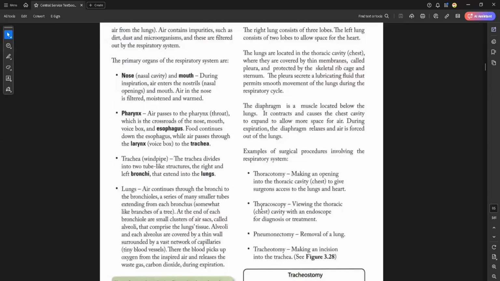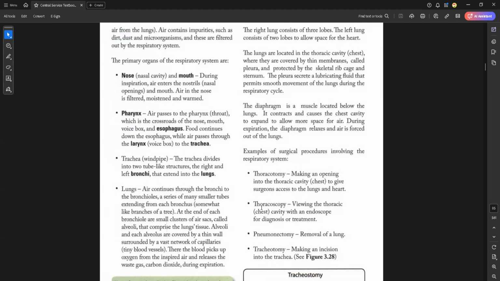It's through the nose. So the nose, then the pharynx, where air passes through the throat. Then we have the trachea. When we come to surgical procedures, we will be hearing about tracheotomy. So let's talk about the trachea. The trachea divides into two tube-like structures, the right and the left bronchi, and then of course that extends into the lungs.